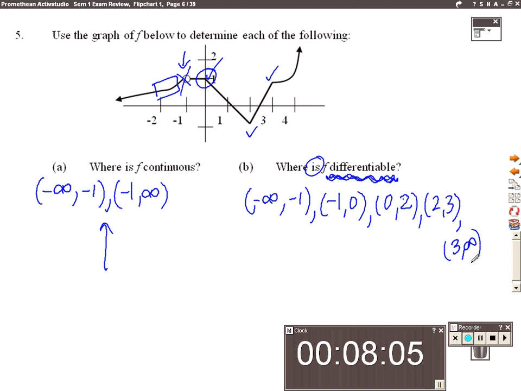And again, this answer says where the function is differentiable. So I left out negative 1, I left out 0, I left out 2, and I left out 3, because those are where I either had a discontinuity or a sharp turn.